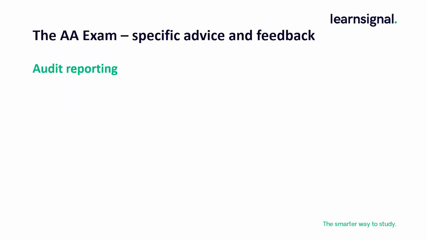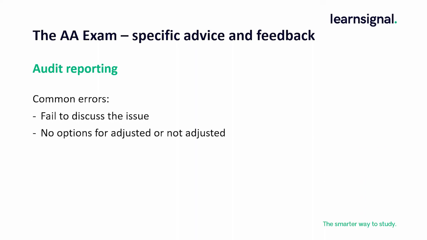Finally, we will look at audit reporting. Key areas that could be improved are failing to discuss the issue adequately, not providing options for adjusted or non-adjusted items, or lack of understanding as to when an unmodified opinion would be appropriate. So I would recommend that you look through all of these areas and make sure that you're not making those mistakes when you're practicing or on the day of your exam.